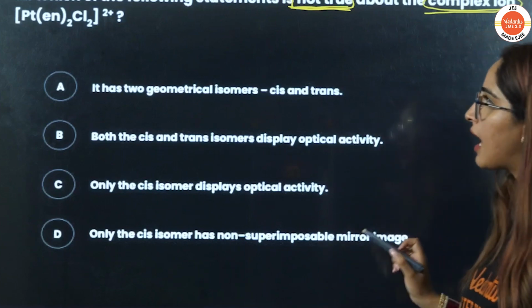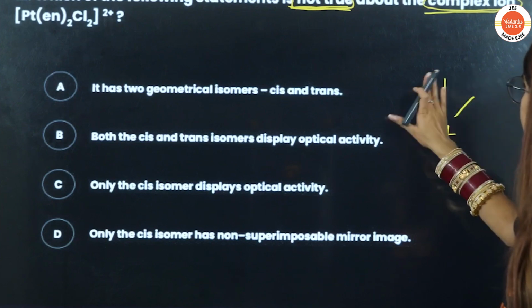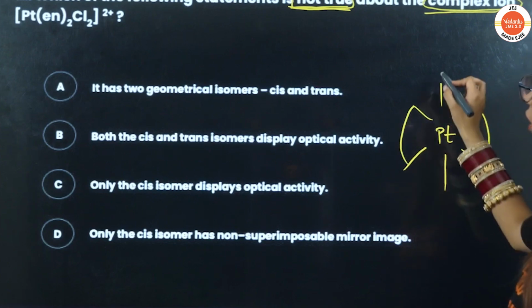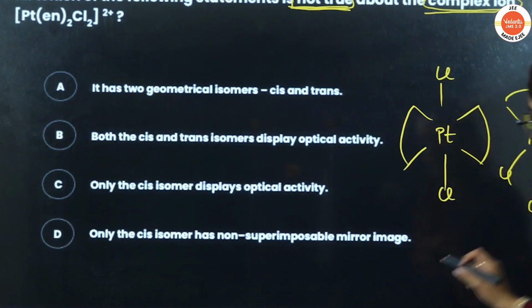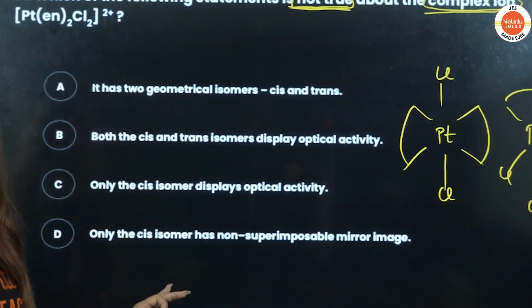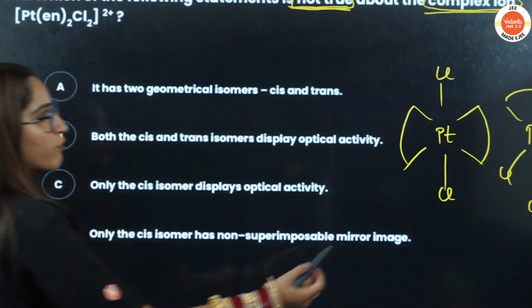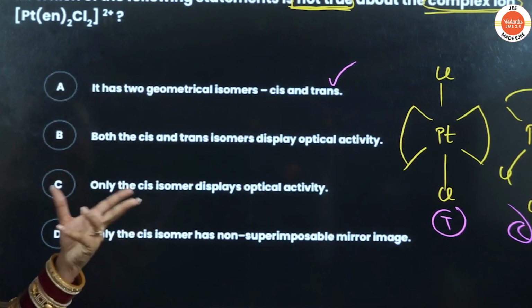And the statements are, you have something like this, Pt(en)Cl2, basically an octahedral species, right? This kind of complex can be formed, where this is Cl, this is Cl, trans, and one cis you can also form, that is en here, Cl here, Cl here. Now, if you see this, it has two geometrical isomers. Okay, two geometrical isomers are there. That is definitely true. One is trans, the other is cis.